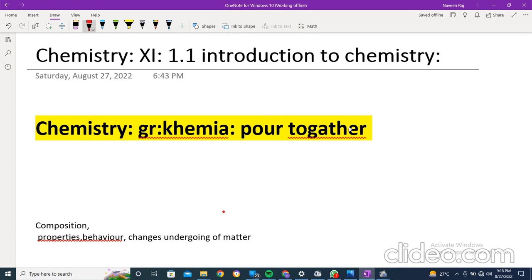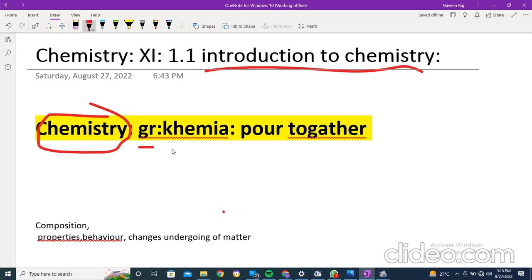So today we are here to discuss the chemistry of first year, and the very first topic, that is 1.1, introduction to chemistry. Right. As you know, since we are introducing chemistry, we need to understand what the word chemistry is derived from. So the word chemistry is basically derived from the Greek word, right?